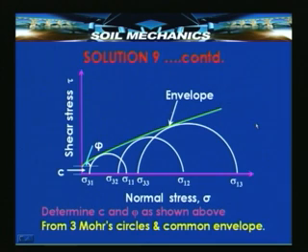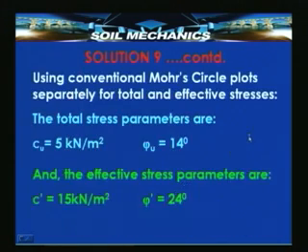Once again, we can get the shear strength parameters using the Mohr envelope: plot 3 Mohr circles, draw a common tangent, or you can get it from the PQ plot. If we use the Mohr circle plots, we can draw Mohr circles for total stresses entirely or for effective stresses entirely. If I plot the 3 Mohr circles using the total stress values and get the intercept and inclination of the common tangent, I will get 5 kilonewton per meter square as the undrained cohesion and 14 degrees as the angle of friction.